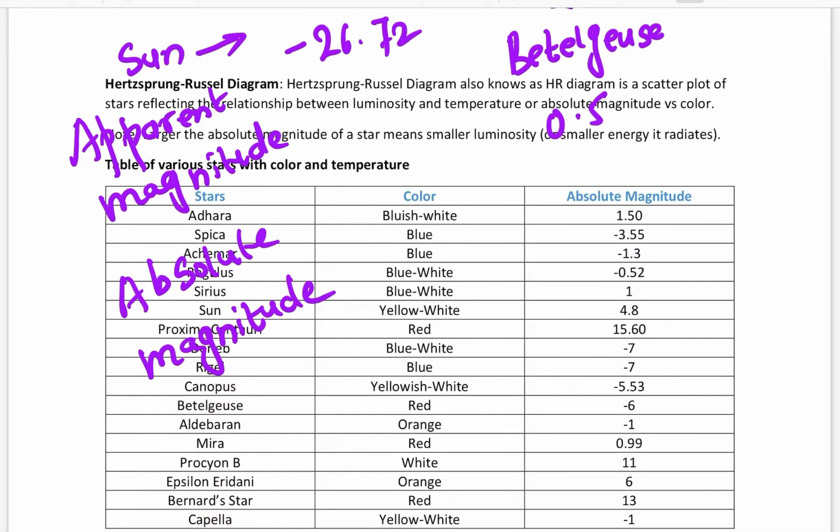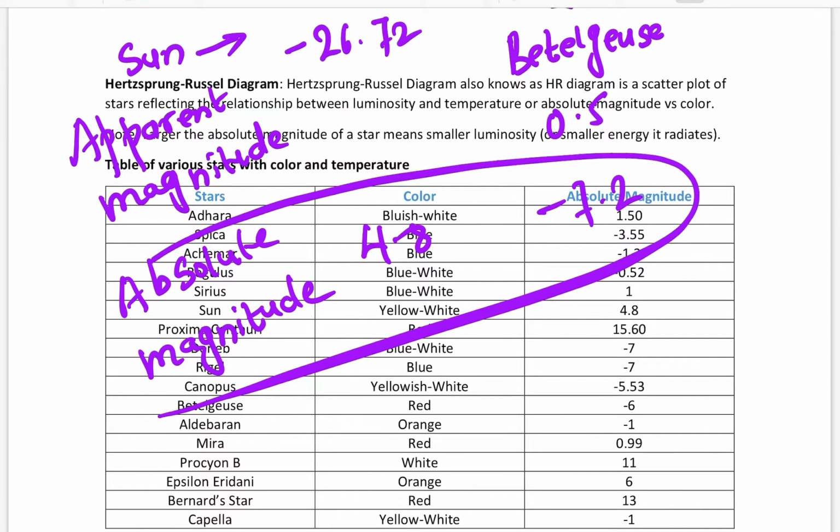So the absolute magnitude of the Sun is about 4.5, and for Betelgeuse this value is -7.2. So what does this mean? That means if we look at both the Sun and Betelgeuse at the same distance, then Betelgeuse would appear much brighter than the Sun.